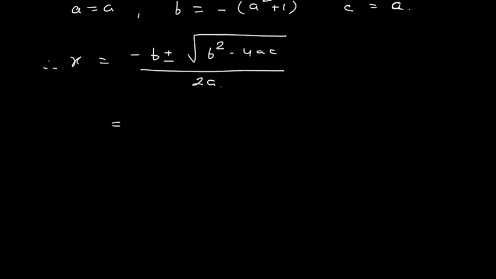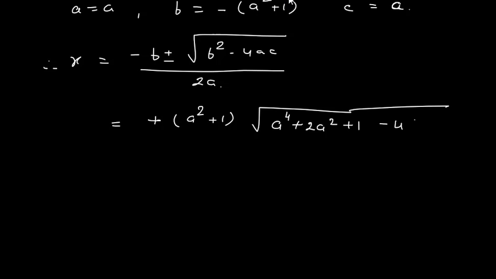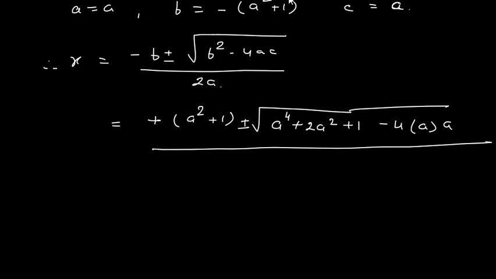So this will give you minus b, that is minus minus, it will be plus, a square plus 1 into root of b square. We square this b term, so the square of minus is plus, and a square plus 1 the whole square is a power 4 plus 2a square plus 1, minus 4ac. So a is a and c is a, and whole divided by 2a. So a is a only.